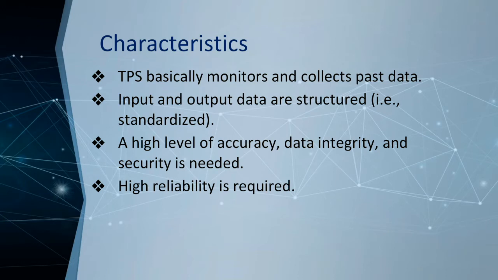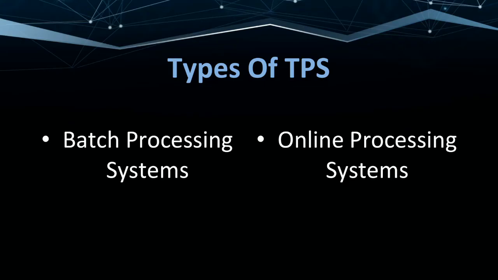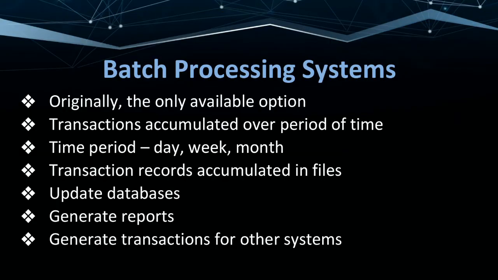Now let's talk about the types of TPS. TPS is mainly divided into two. They are batch processing systems and online processing systems. In a batch processing system, transaction data is accumulated over a period of time and processed periodically. Originally, this is the only available option. The time period may be daily, weekly or monthly. The transaction records are accumulated in files and processed altogether at one time, so it is called batch processing.